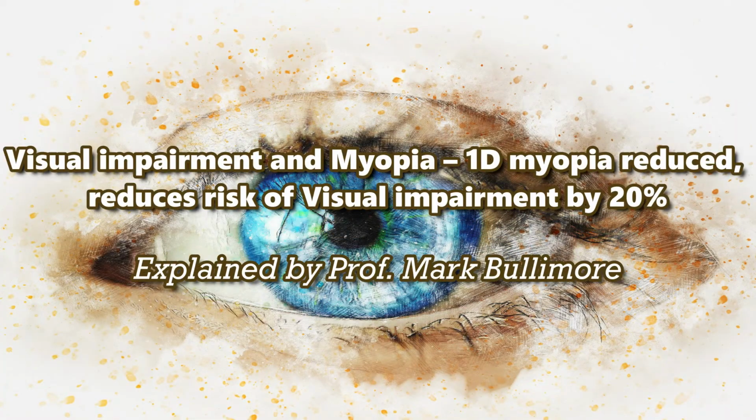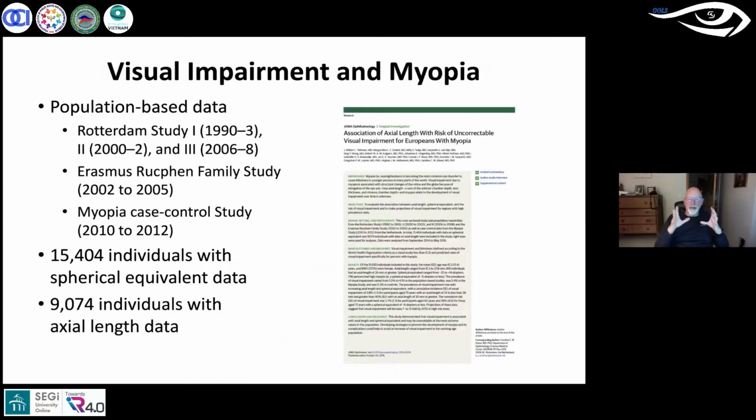about visual impairment. So the final data I'm going to share with you here is a study out of the Netherlands, and they pulled together a number of large epidemiological studies, and in doing so, they had over 15,000 patients in whom they had both refractive error data and visual acuity data. And these patients were largely over the age of 50.